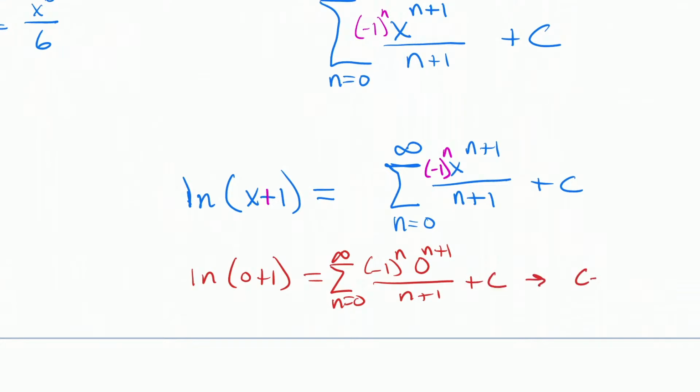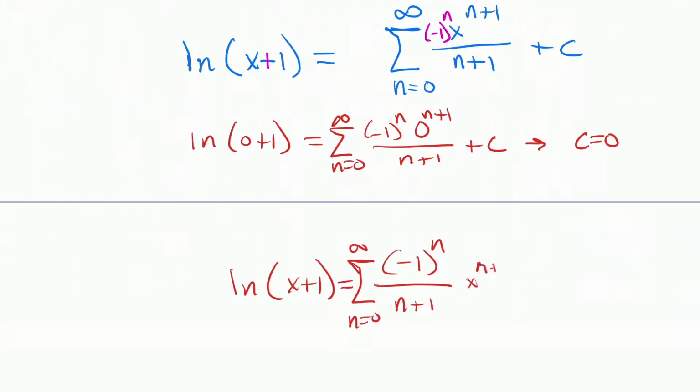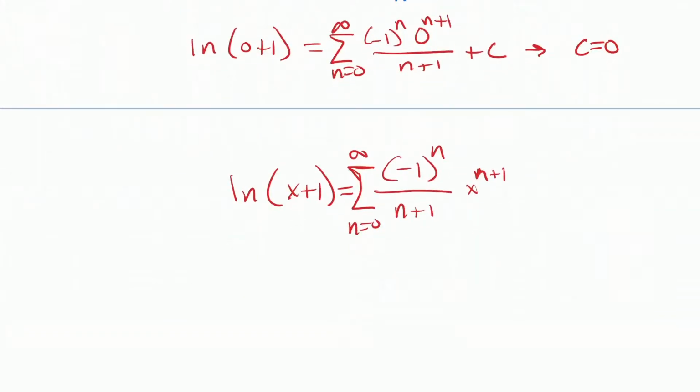And so that gives you c equals 0. Yeah, this is much better. Natural log of x plus 1 is the sum of negative 1 to the n over n plus 1, times x to the n plus 1. Sorry, there's a summation here. Yeah, so this is another one of my favorite series. Oh, and the limits here. This is going to be between 0 and 2.